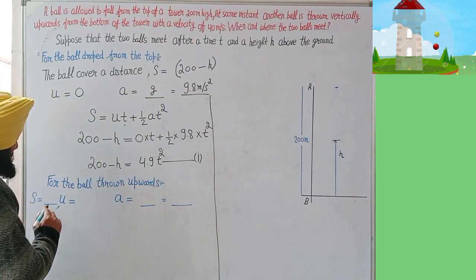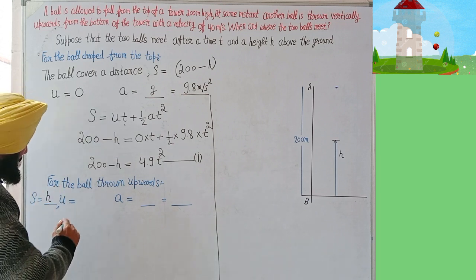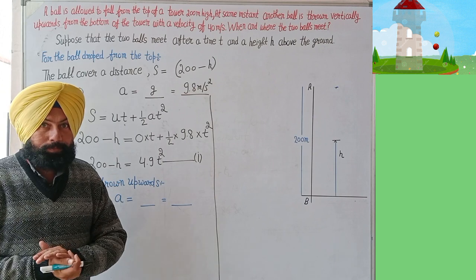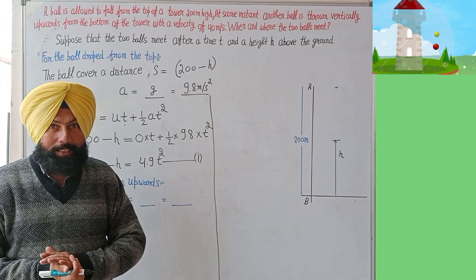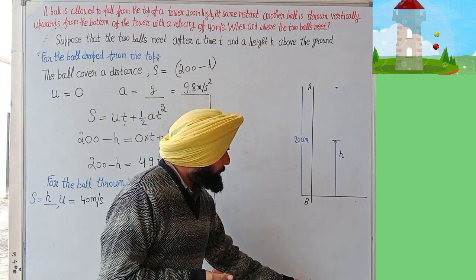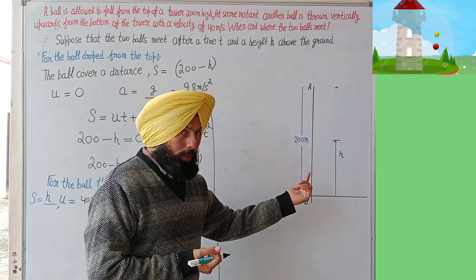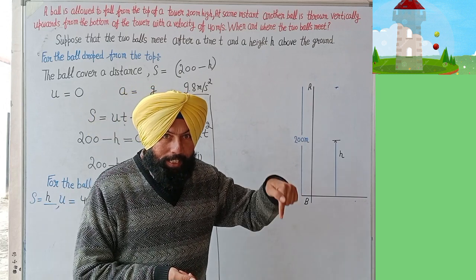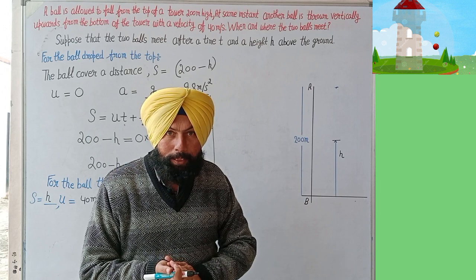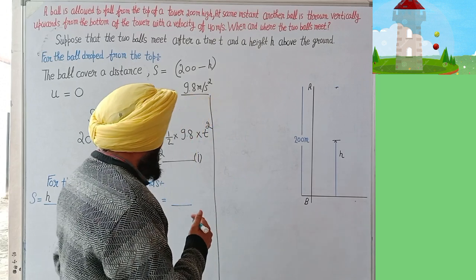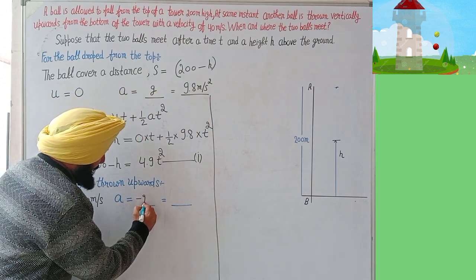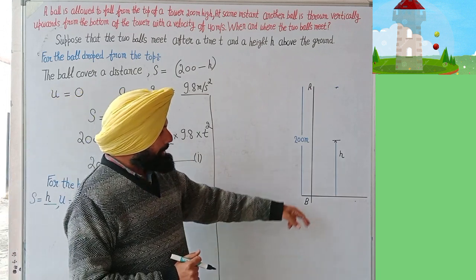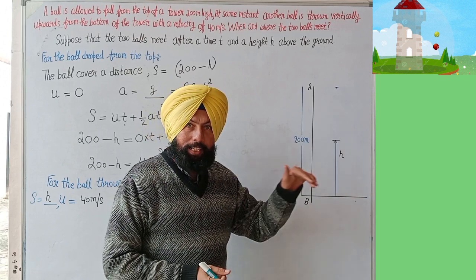Now, students, what is S? S is our height. Initial velocity is 40 meter per second. Now, acceleration. This is the important part of the numerical. We have thrown the ball upward. The ball is going in the upward direction, but the acceleration here is negative 9.8 meter per second square. So acceleration equals negative g, means negative 9.8 meter per second square, because the acceleration acts vertically downward.